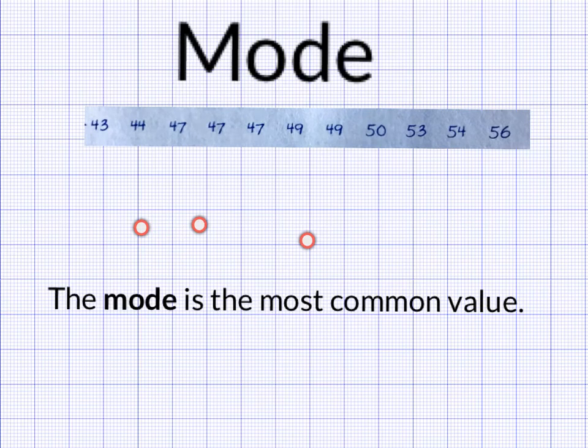Continuing with the numbers in numerical order, we're looking for the mode. The mode is the most common value. And you can see that the number we have the most of is 47. So the mode is 47.